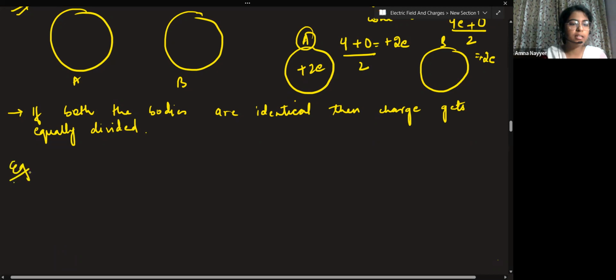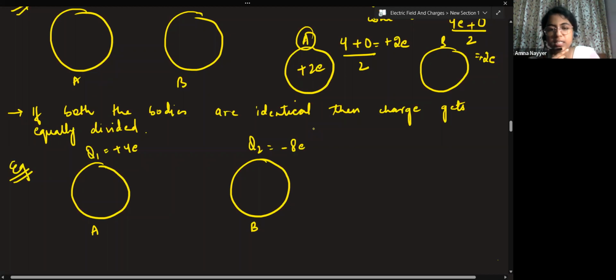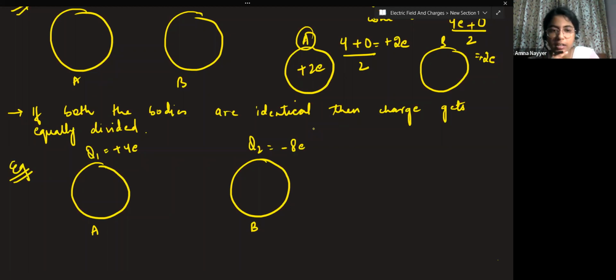Okay, I'm giving you an example. Just tell me in the chat box what will be the charge on both of these. Say this is an object A and the charge it has is plus 4e, and we have another object B with charge, let's say, minus 8e. Now if these two objects are placed in contact, conduction will occur. Tell me what charges will be accumulated on A as well as on B. And both of these are identical.